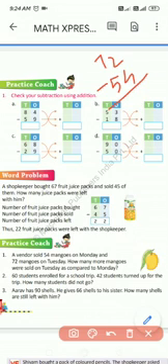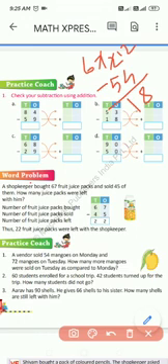So subtract 54 from 72. Can we subtract 4 from 2? No. This 2 is converted into 12. This 7 is converted into 6. 12 minus 4 is equal to 8. And 6 minus 5 is equal to 1. So 18 is the difference between 72 and 54.